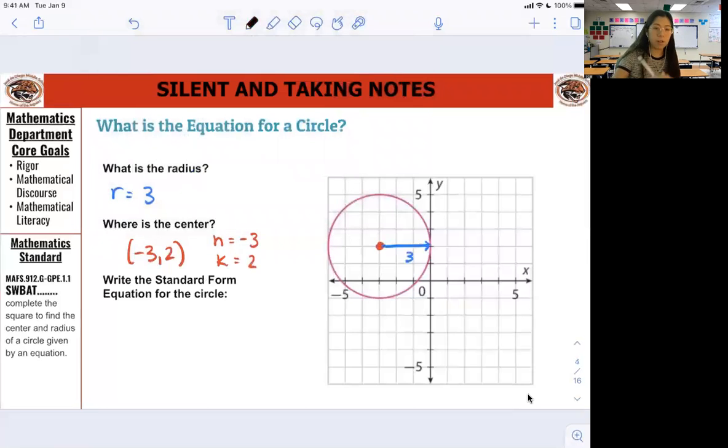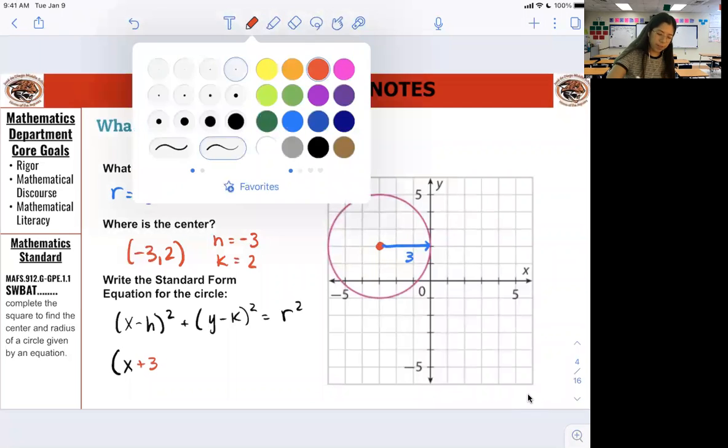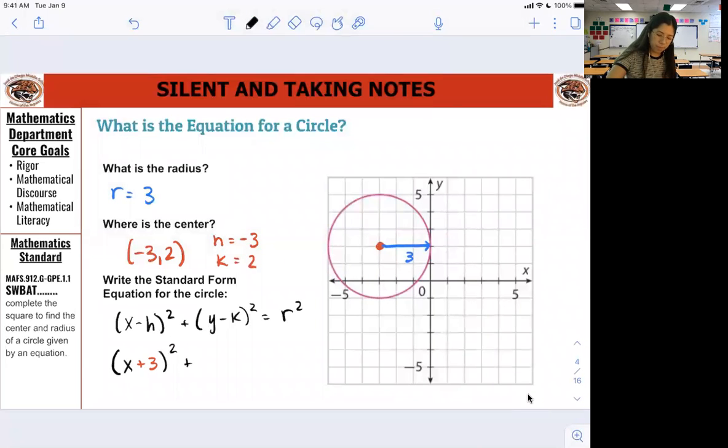So I'm going to start, I always like to start with just the standard form and then I'll fill everything in. So x minus h squared, y minus k squared equals r squared. So when I fill everything in, what do I write here? Good, x plus 3. So we're flipping the sign. Y minus 2, good.